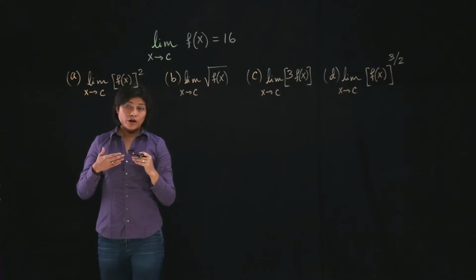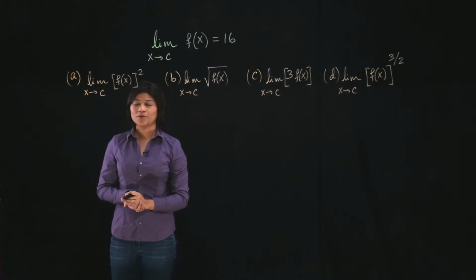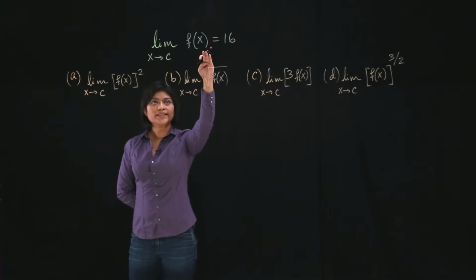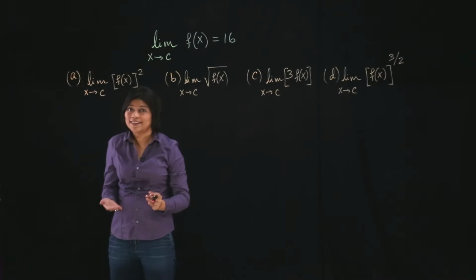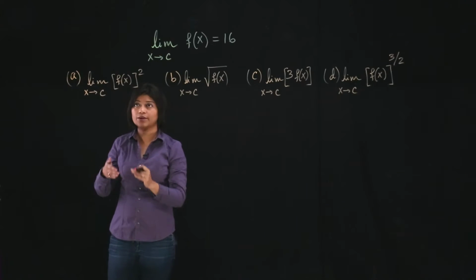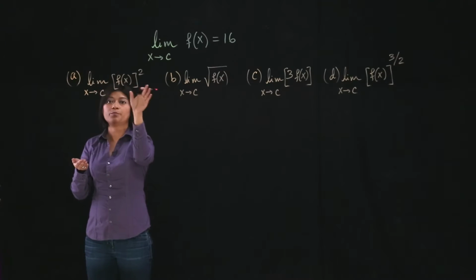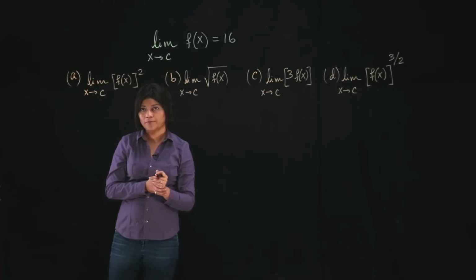Okay, what we can do is we can just use some properties of limits. Since we already know that this function has a limit and it is 16, that means the limit exists, we can apply those various properties of limits, like what happens for the limit of a product of two functions and square root of a function and so on.